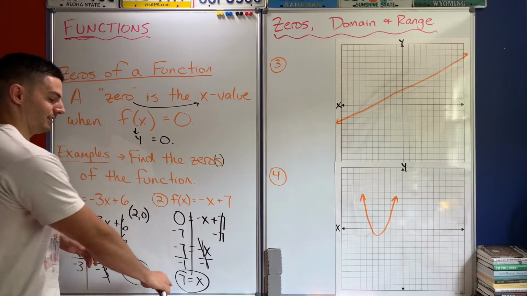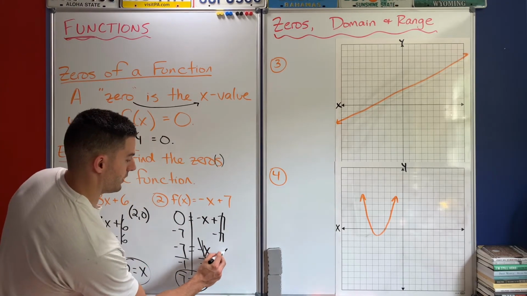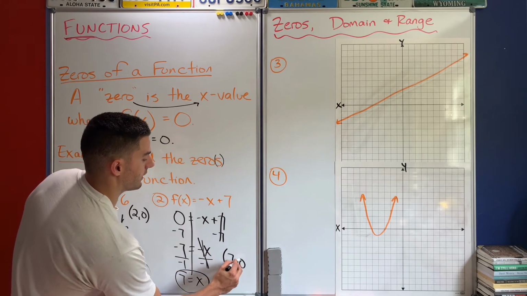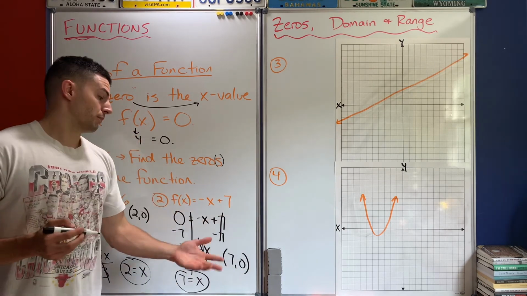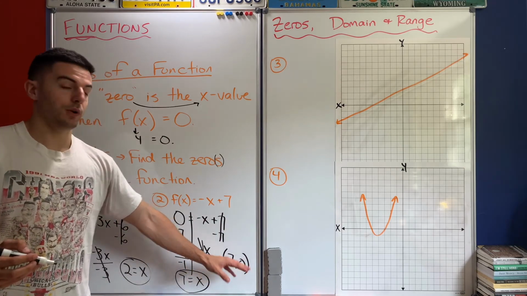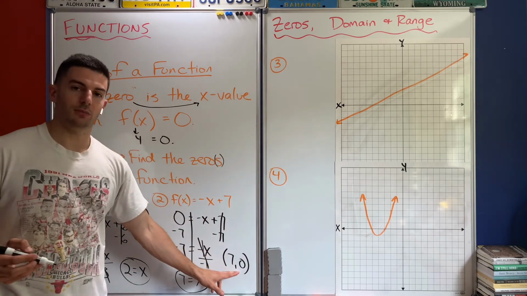And again, what it's saying when x equals 7, that's saying, like if I was to graph this, we'd get a straight line, but it's saying the point that would be when y equals 0, that point would be 7 comma 0.